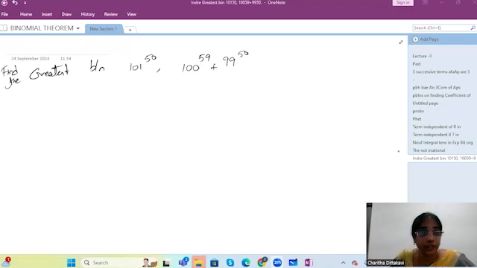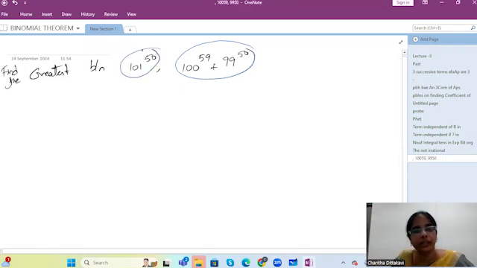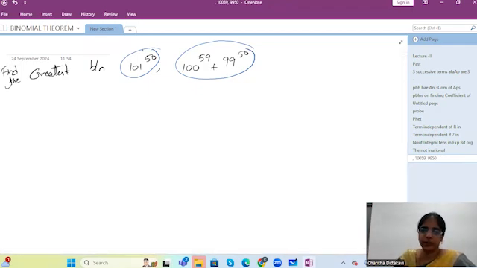Now coming to finding the greatest term between 101 to the power 50 and 100 to the power 50 plus 99 to the power 50. Now all this is one term and this is another term. The question is regarding which is greatest among these two. Generally, if you look at the question, people will think that this has got two terms and will be greater. But apply the logic there. Observation skills are very much needed.